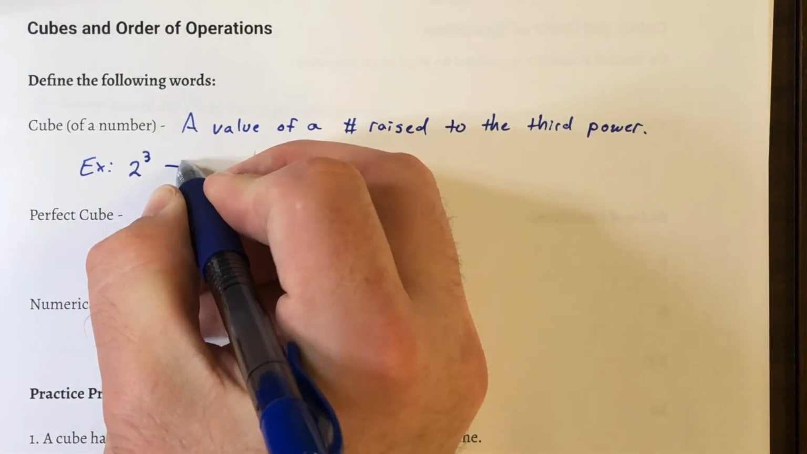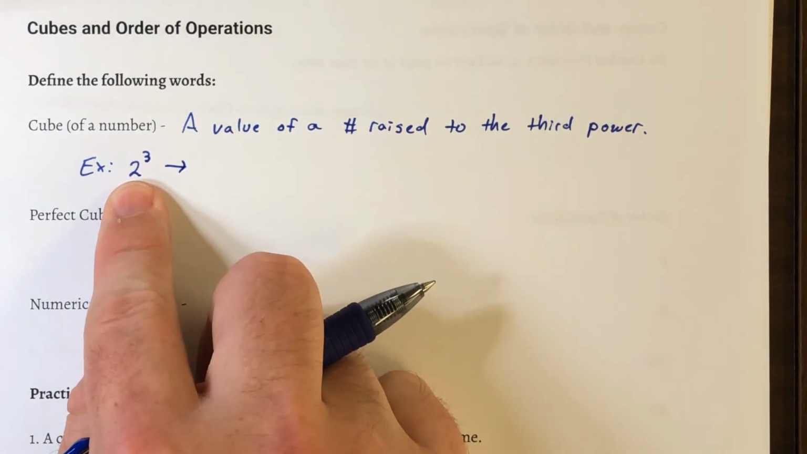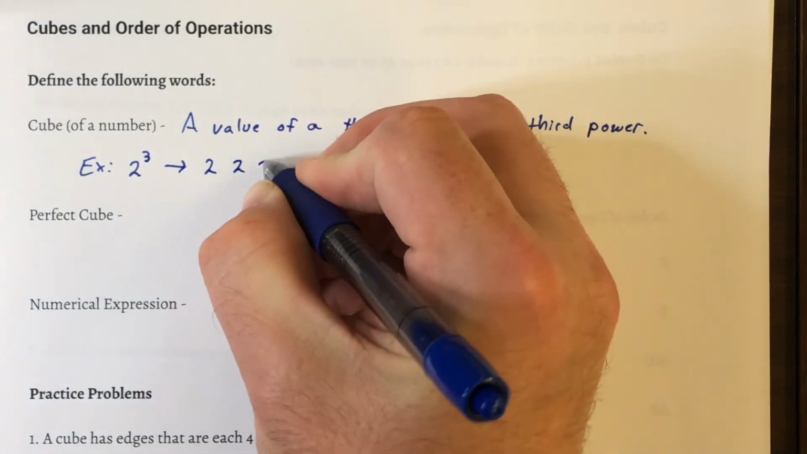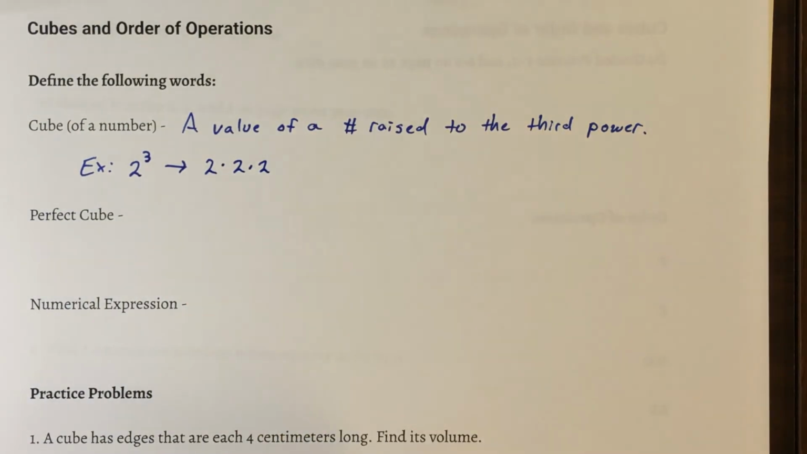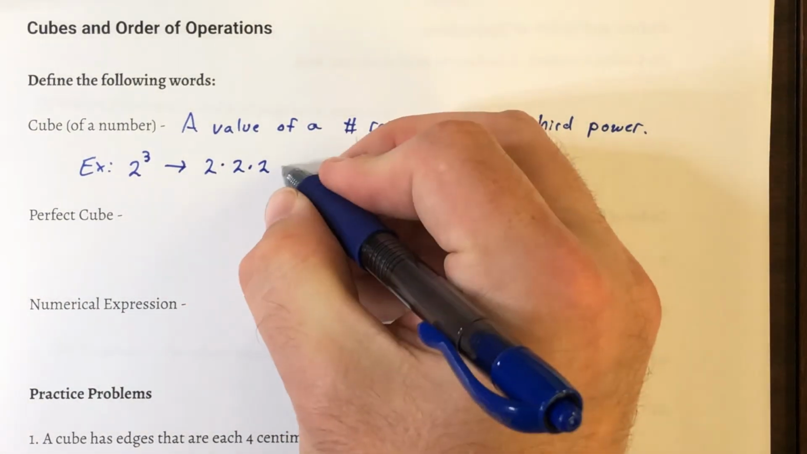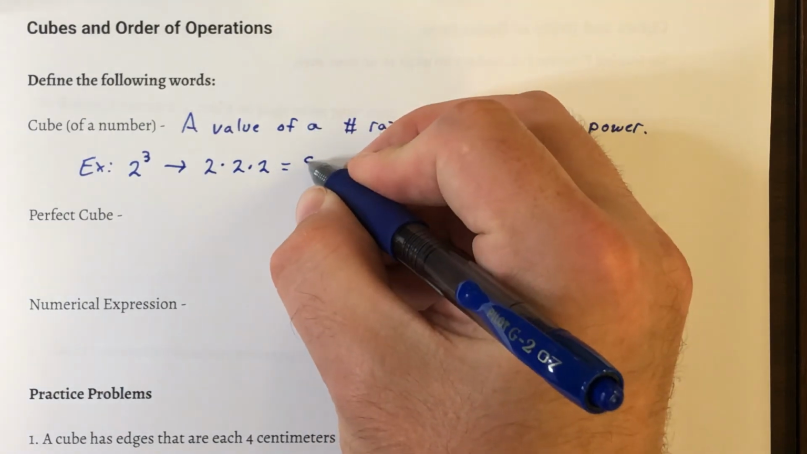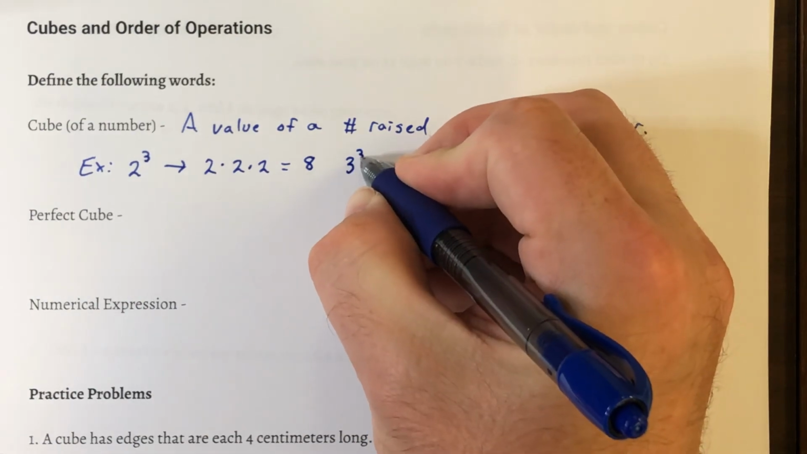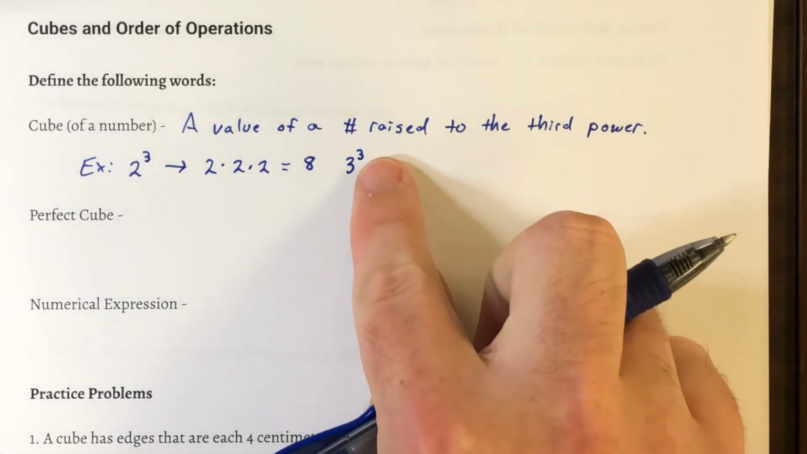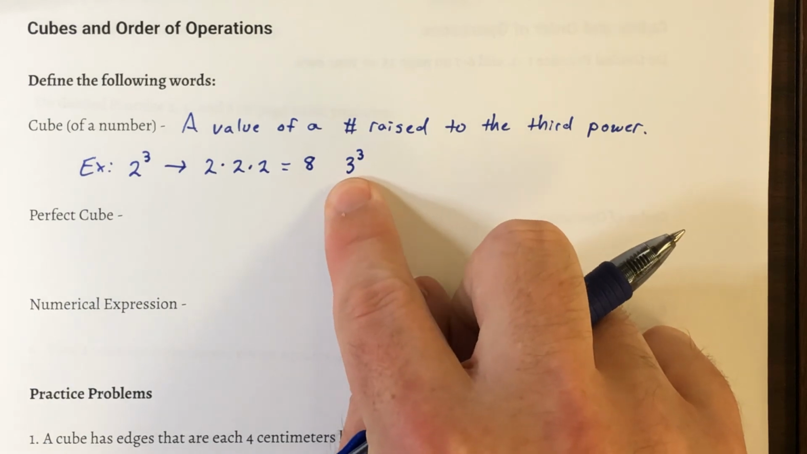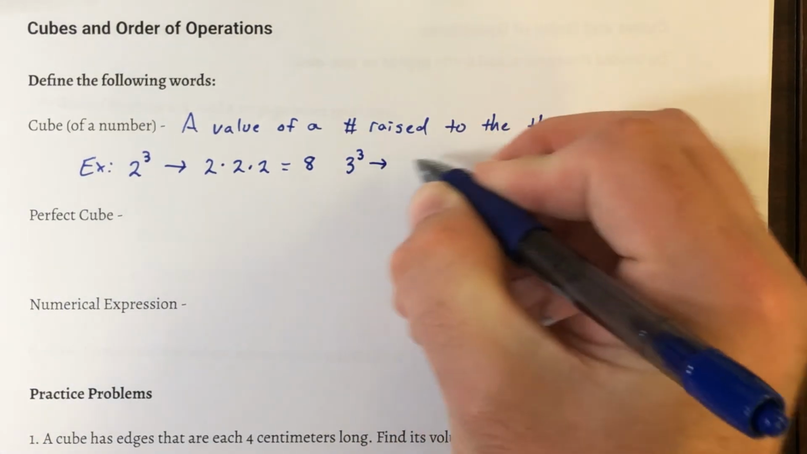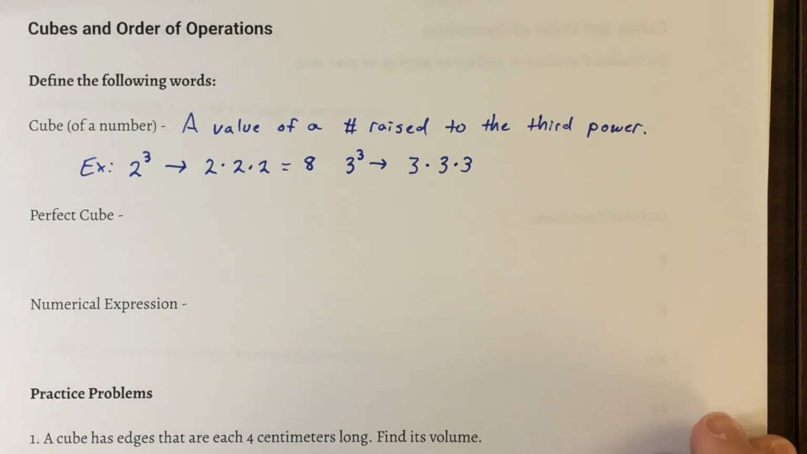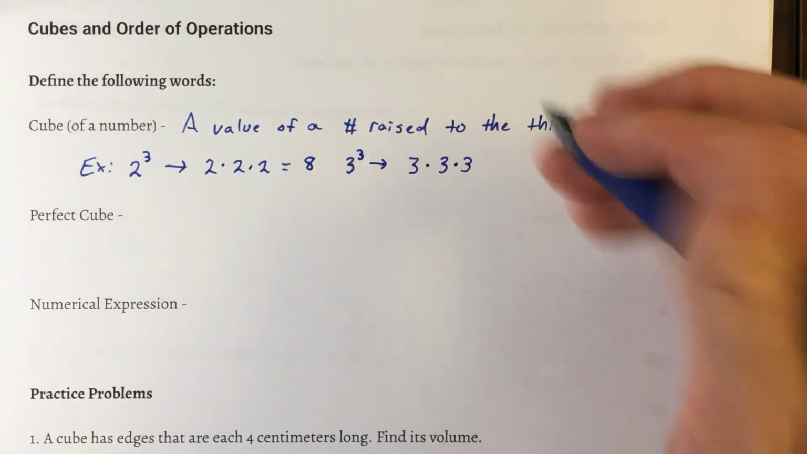What does this mean? That 3 tells you to write 2 three times and then multiply. So 2 times 2 times 2. In this case, 2 times 2 is 4, 4 times 2 is 8. Another quick example, 3 to the power of 3, or 3 cubed. The exponent of 3 tells you to write the base 3 times, and then multiply. 3 times 3 times 3. In this case, 3 times 3 is 9. 9 times 3 is 27.